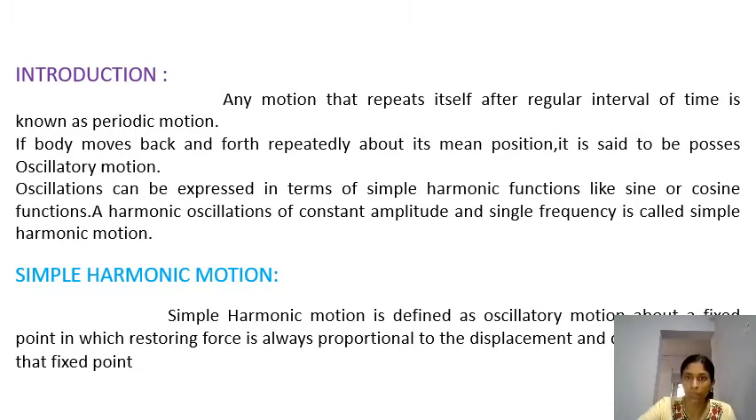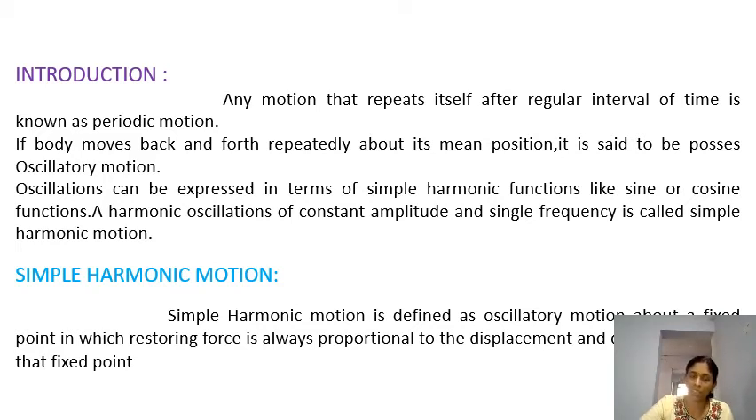Any motion that repeats after a regular interval of time is called periodic motion. That is, the periodical repetition of a movement is called periodic motion. So what is oscillatory motion? Just back and forth movement, or to and fro motion, is known as oscillatory motion. For example, we can say a simple pendulum.